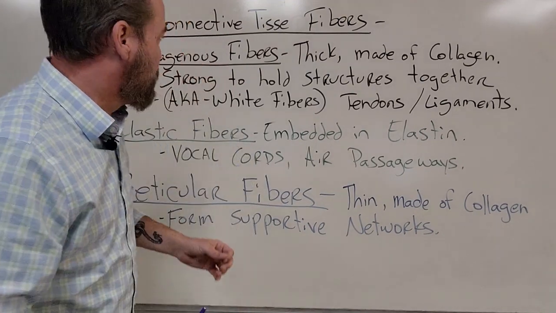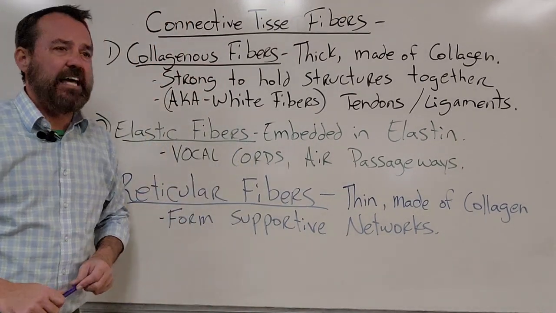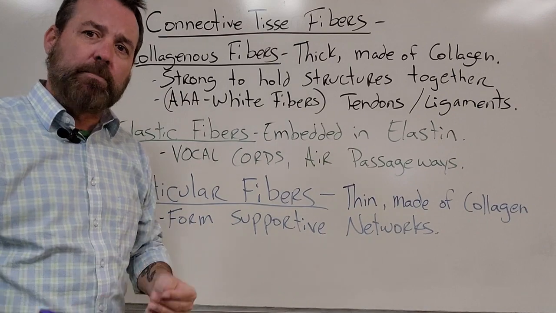We call them white fibers because typically the tissue that has collagenous fibers in it also has a poor blood supply.